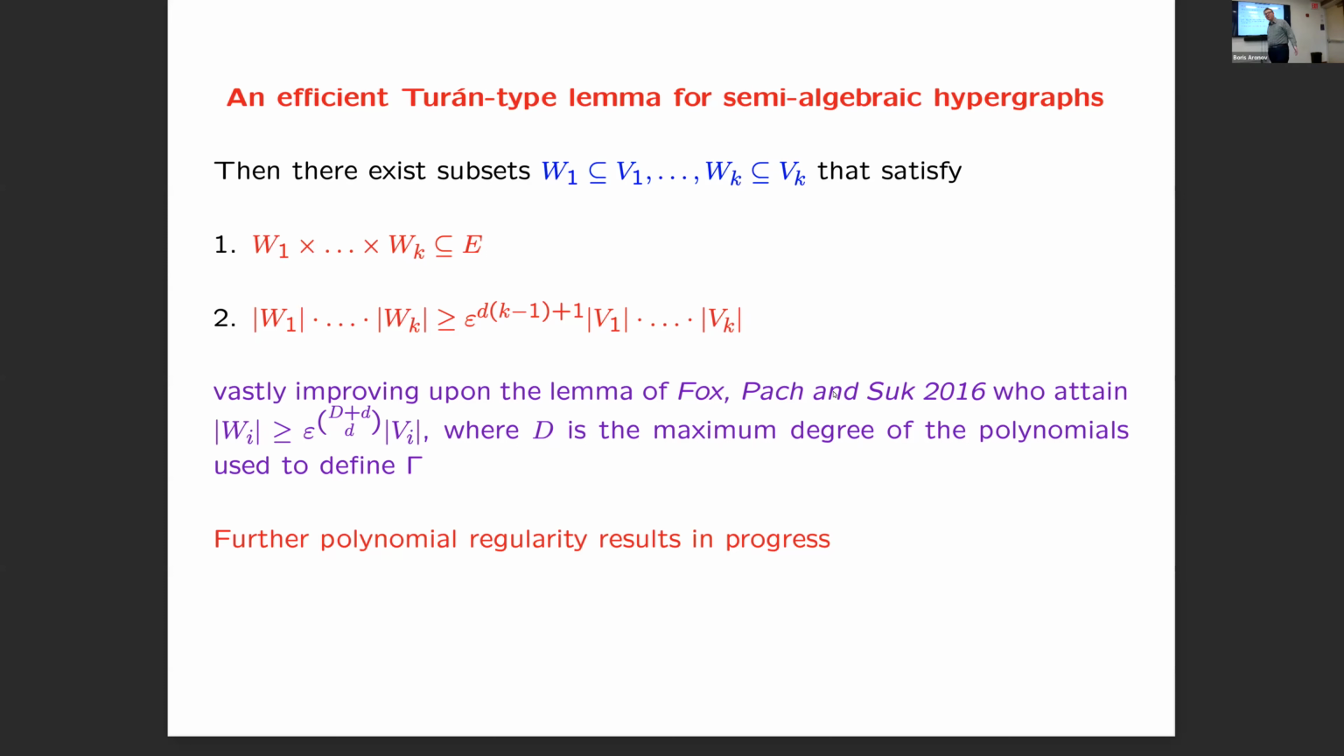There is lots of work around the so-called Zarankiewicz problem for semi-algebraic hypergraphs. But all these results live in a somewhat different setting and seek to optimize different things.